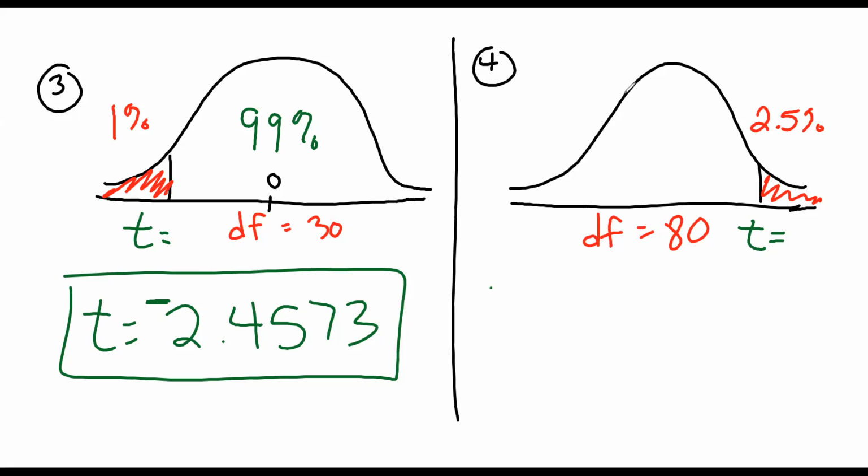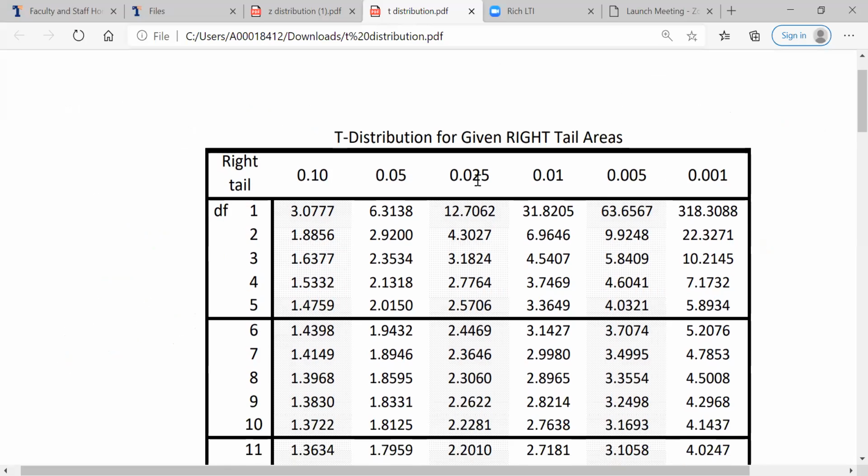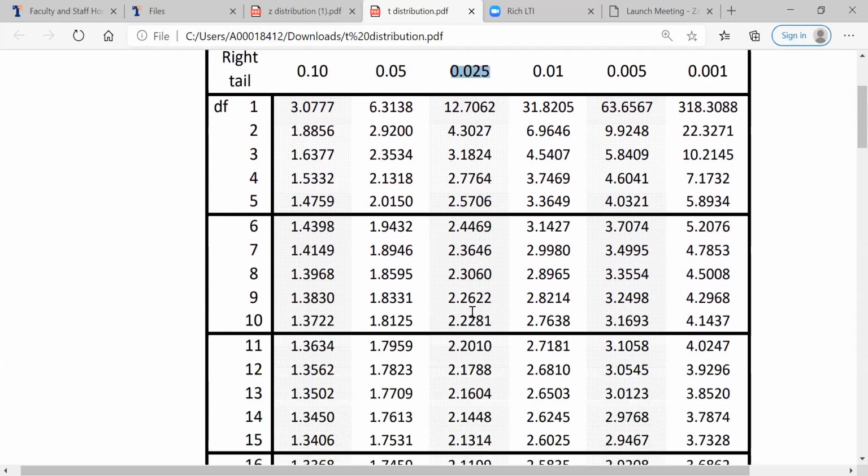All right, let's look at this other one. It is a right tail, so we won't have the same problem as in number 3. The right tail area is 2.5%, and our degrees of freedom is 80. If you're paying close attention, you probably saw what's about to happen. But let's find the 2.5% column. That would be column number 3. Remember, even if you're given a percent, you need to think of it as a decimal. So third column and 80 degrees of freedom.